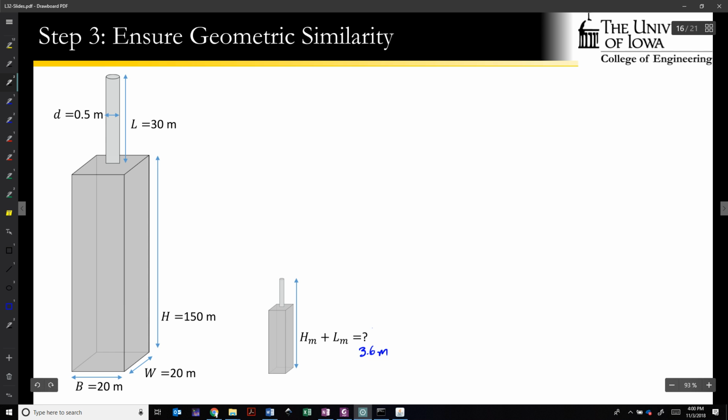So if we do this, we've established that h plus l, the total height, or rather, we'll say h over h of the model, is equal to a value of 50, because this is 150 meters, and what we would find is that our model h can be 3 meters tall.